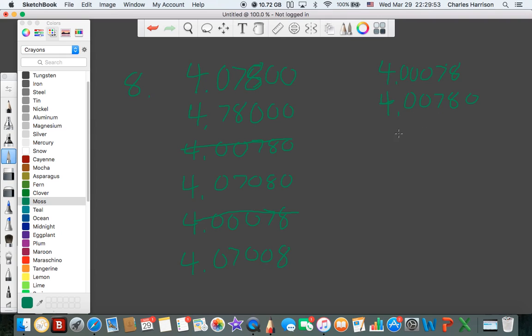So it's this one right here. All right, and then after that, it's this one right here, 4.07080. And then finally we get up to here, and we look at these first two digits. This is the next one right here. And then finally, this one is the biggest.